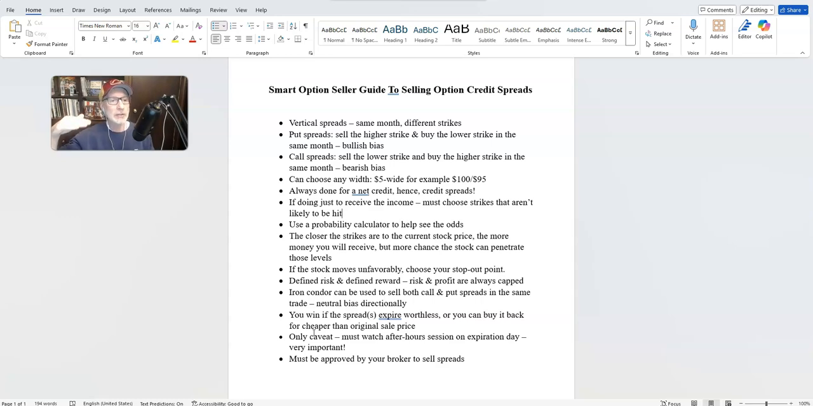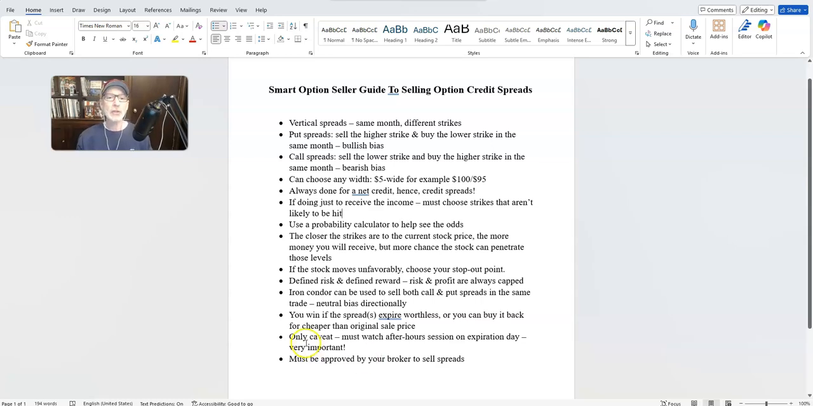Close just to watch your stock to make sure it's not blasting through any of those strikes. And lastly here, you have to be approved by your broker to sell option spreads. If you open up an option trading account, you have to tell them what kind of trades you want to do. And if option spreads is something that you're looking to do, you have to tell your broker that you want to be approved to sell spreads.